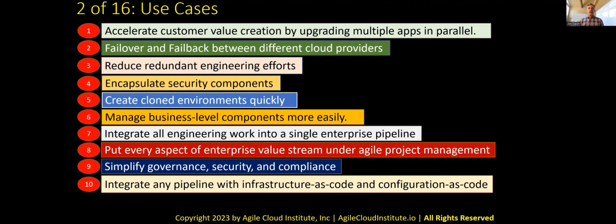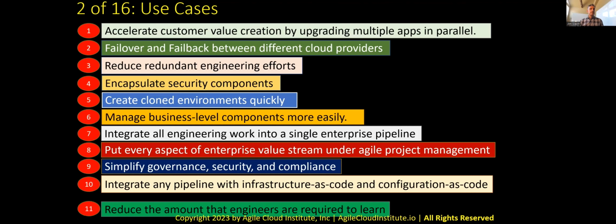The 10th use case involves integrating any pipeline tool with your infrastructure as code and with your configuration as code. And what is meant here is that you may be using pipeline tools. For example, you may be using Azure DevOps, or you may be using Jenkins, or you may be using GitLab or Bitbucket or GitHub or some other enterprise level pipeline tool. And regardless of which pipeline tool you're using, this free tool, the Agile Cloud Manager, enables you to integrate that pipeline tool with infrastructure as code and configuration as code.